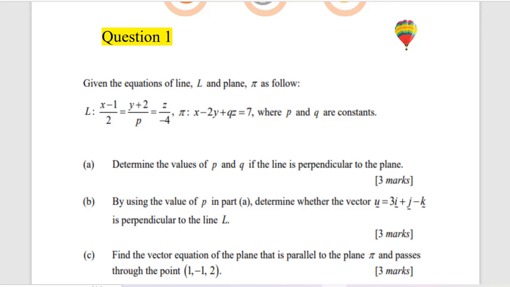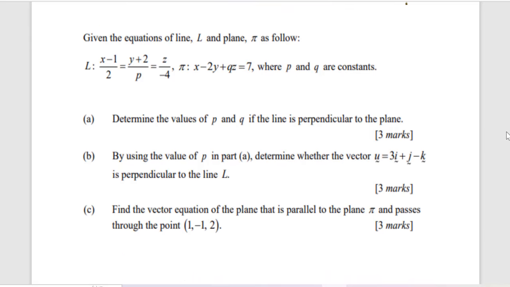In this question, you are given two equations, which is equation of line and equation of plane, where P and Q are constant. For part A, you need to determine the values of P and Q if the line is perpendicular to the plane. And then for part B, by using the value of P in part A, determine whether the vector U is perpendicular to the line L.